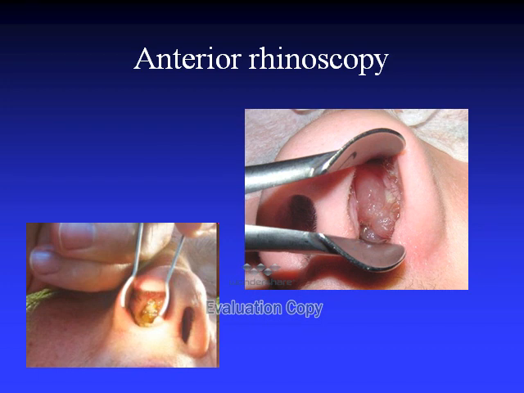We can see in the picture on the right a right-sided nasal polyp, obscuring all the view of the turbinates. It is a large nasal polyp filling the cavity. The picture on the left shows by anterior rhinoscopy a foreign body in the nose, covered by crust.